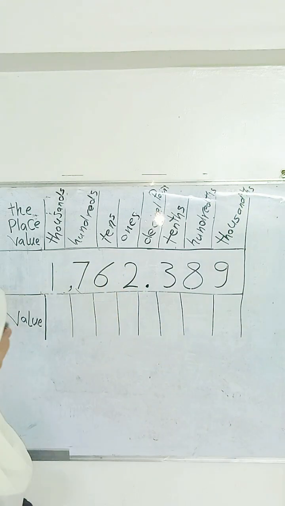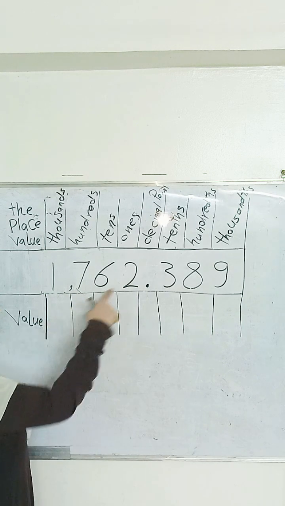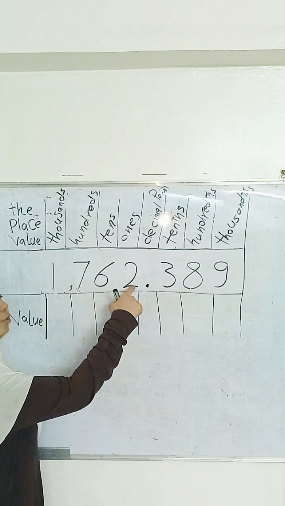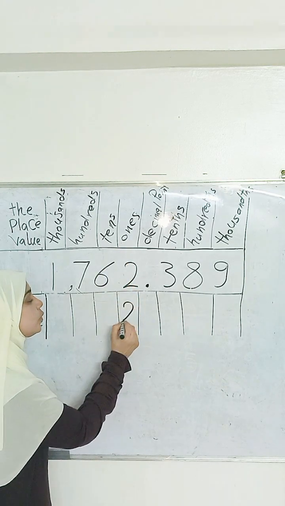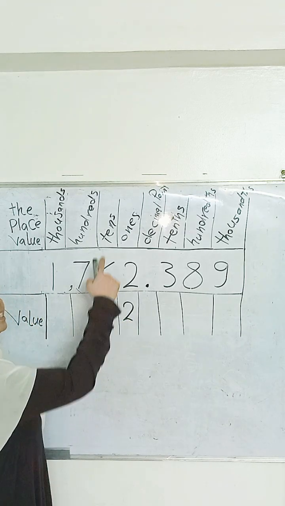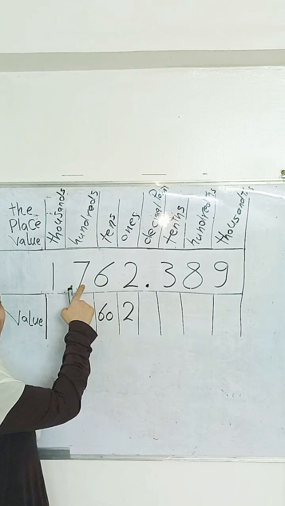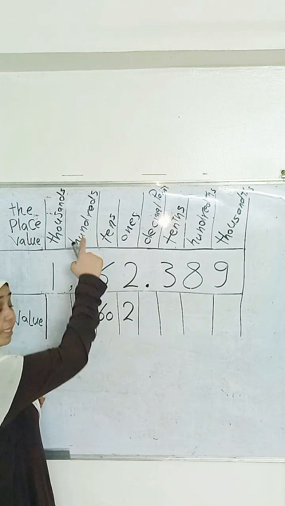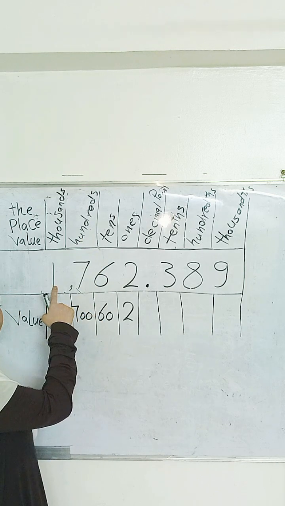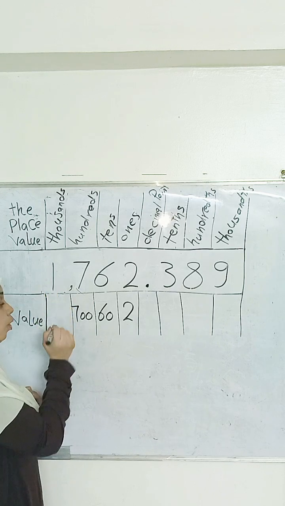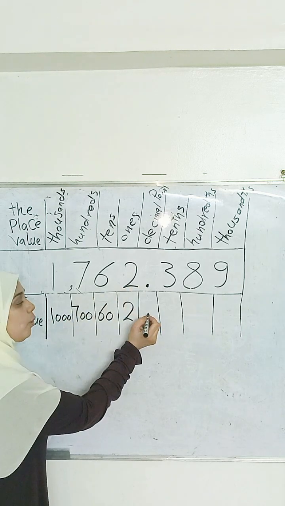Now, what about value? What is the value of 2? 2 in the ones means itself, 2. What about 6? 6 in the tens means 60. What about 7? 7 in hundreds means 700. What about 1? It's in thousands, so it's 1,000. And the point stays as itself.